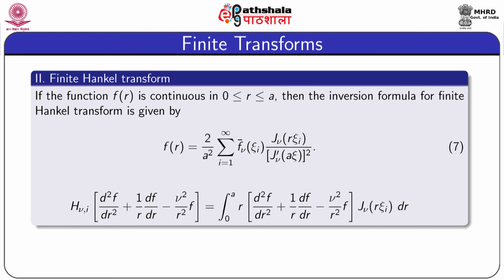Before applying the finite Hankel transform, I am deriving some important results. First of all, I want to derive the Hankel transform of the operator d2f by dr squared plus 1 by r df by dr minus nu squared by r squared f. According to the definition, the Hankel transform of this expression is equal to the integral from 0 to a of r times [d2f by dr squared plus 1 by r df by dr minus nu squared by r squared f] into J_nu(r xi_i) dr.